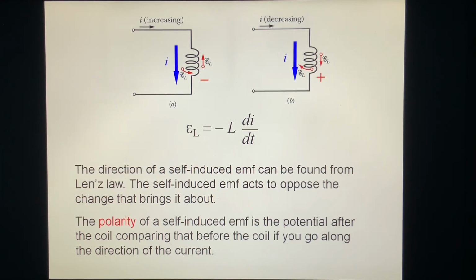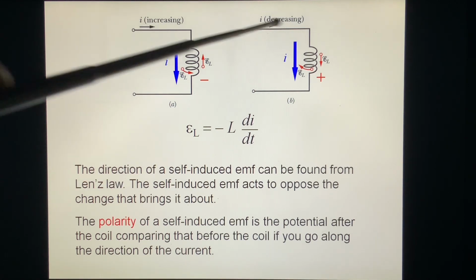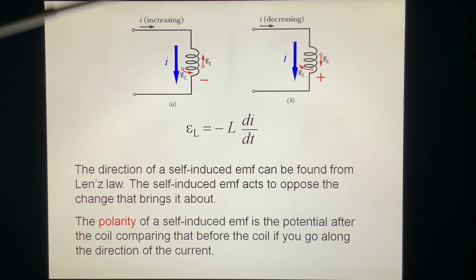Okay. Let me read again. The polarity of the self-induced electromotive force is the potential after the coil compared with that before the coil. If you go along the direction of the current, this is the direction. In any case, it's the direction of current.